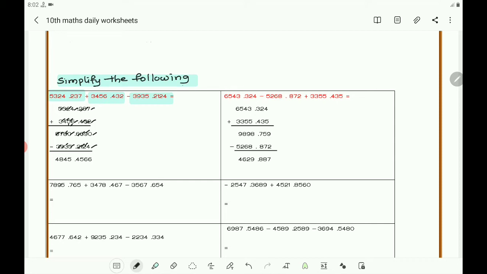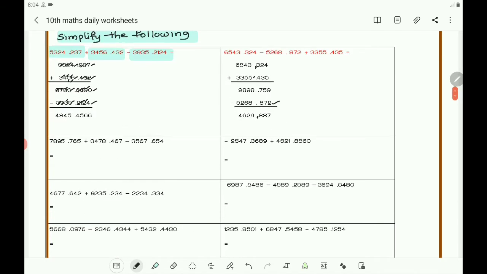Here you take the decimal point below the decimal point, and the digits under the same place must come below the other, and follow the steps of addition and find the sum. After getting the sum, write this. After getting the sum, subtract 5268.872. Then you will get the number 4629.887. Same steps to be followed to get the simplification of the remaining also.